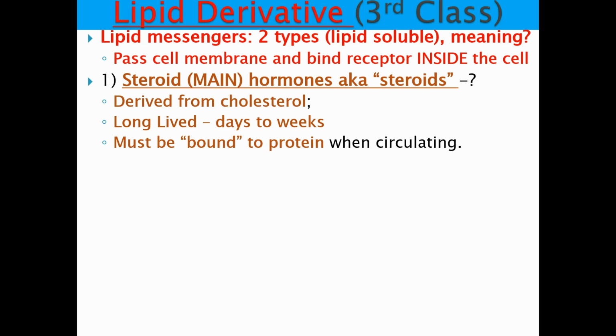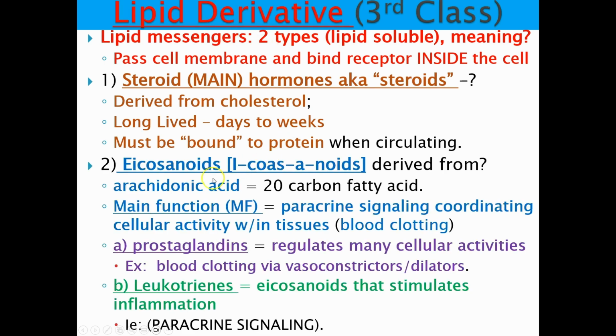Now, of course, that means you still need to figure out the amino acid derivatives a little bit more strongly, but most hormones are going to be peptide based. I think there's 7 steroid hormones. Now, the other type of lipid derivative chemical messenger is the eicosanoids, and if you remember, those were paracrine signaling.